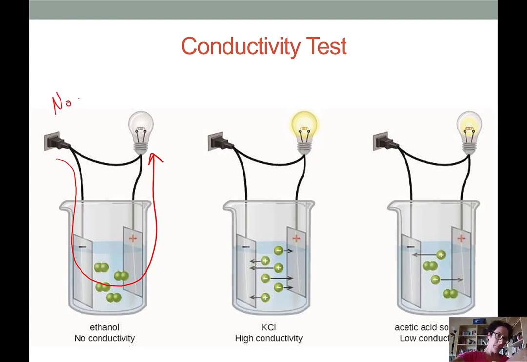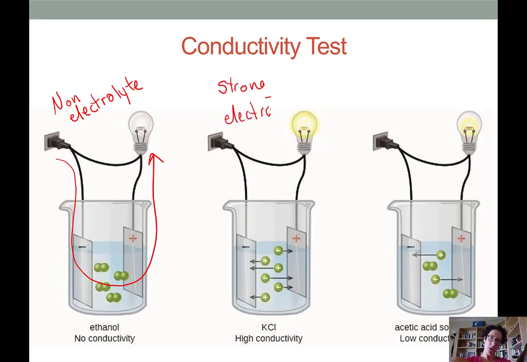ethanol. It is a molecular compound. It does not dissociate into ions at all, and so we do not see our light bulb glowing. We have no conductivity. Strong contrast to that, the next example is potassium chloride. That is an ionic solid and it dissociates completely, and so we see the light bulb at its brightest.